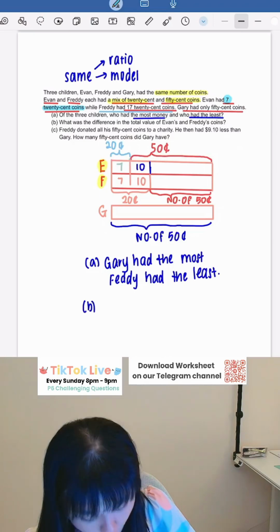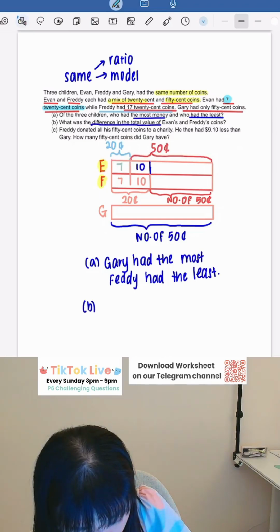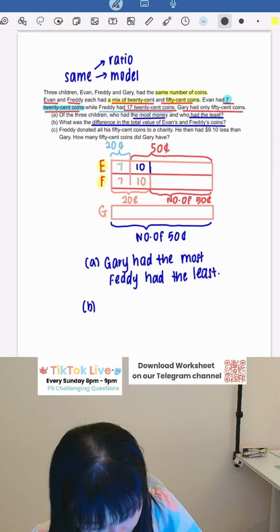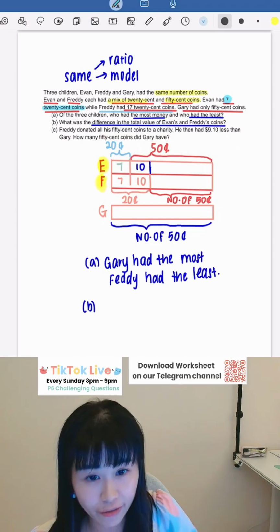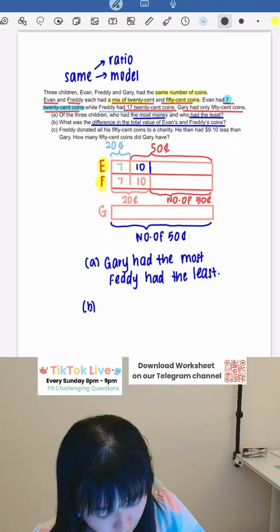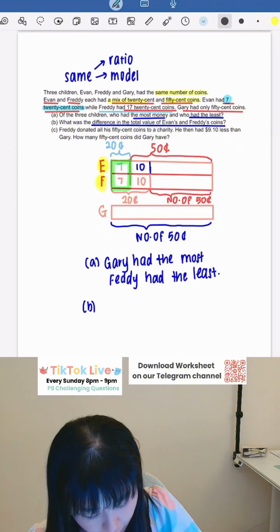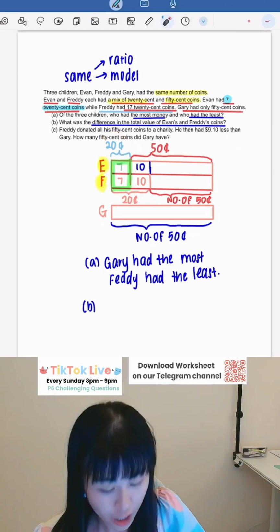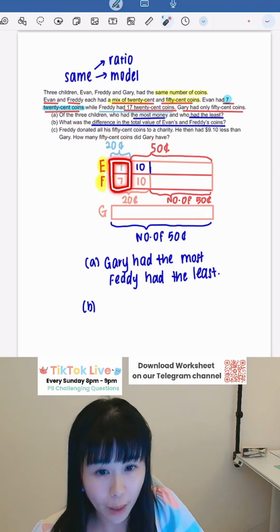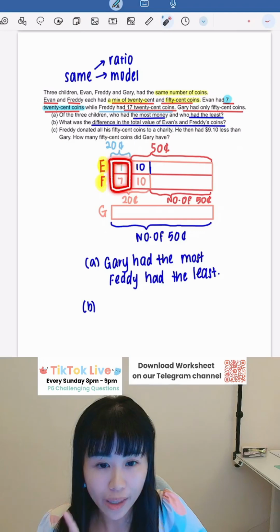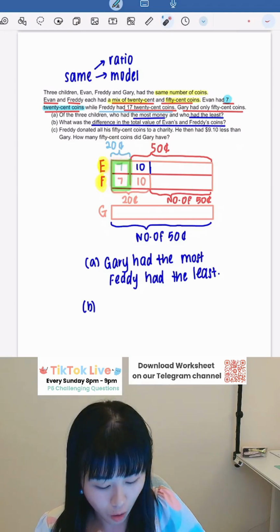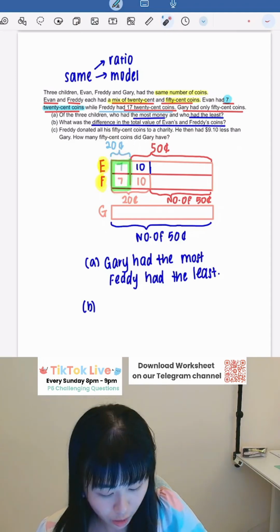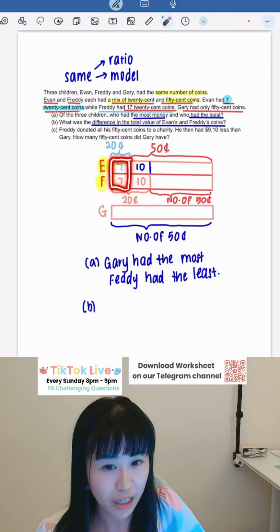Okay, part B. What was the difference in the total value of Evan and Freddy's coins? Evan and Freddy is E and F. Now, I want you to look at this part. Here, 7 and 7, both are 20 cent coins, correct? So what do you notice if both are 20 cent coins? If here you have 7 20 cent coins, here also 7 20 cent coins, what would you realize about the difference? Will they have any difference or not?